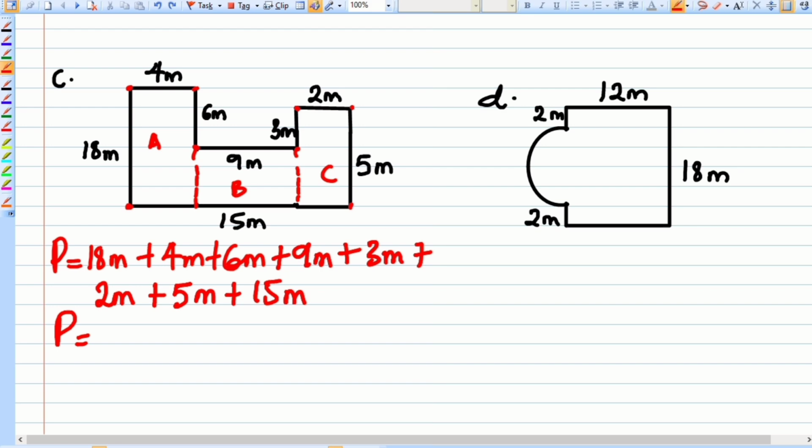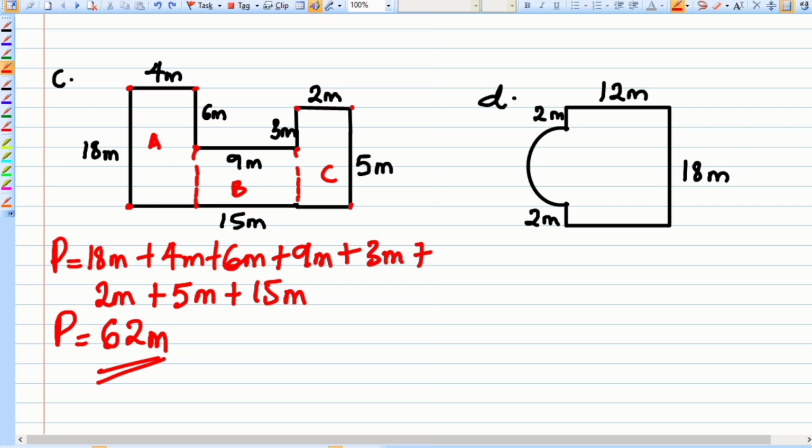So 4 plus 6 is 10. 10 plus 18 is 28. 28 plus 3 is 31, right? Yeah, 31. 31 plus 9 is 40. 40 plus 2 is 42. Plus 5, 47. And then 47 plus 10 is 57. 57 plus 5 is 62. So we have 62 meters as our answer.